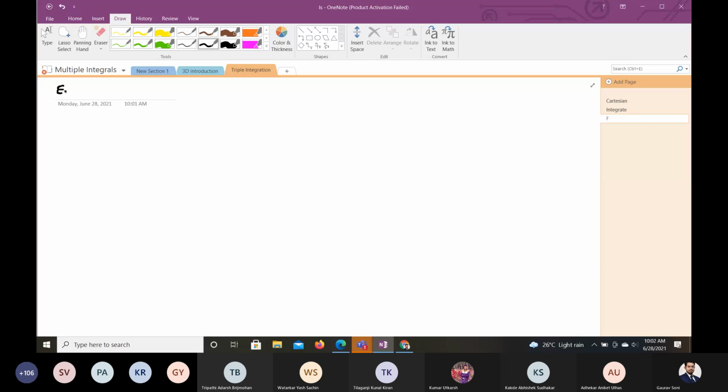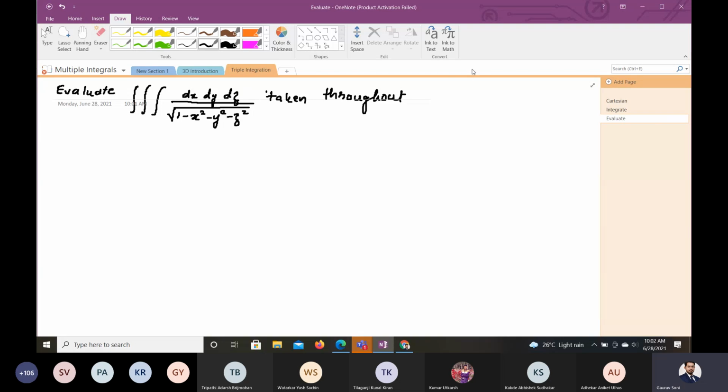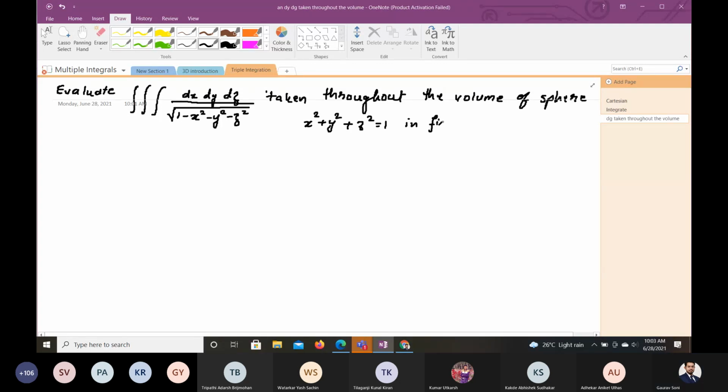Evaluate the triple integral dx dy dz upon under root 1 minus x square minus y square minus z square, taken throughout the volume of the sphere x square plus y square plus z square equal to 1 in the positive octant.